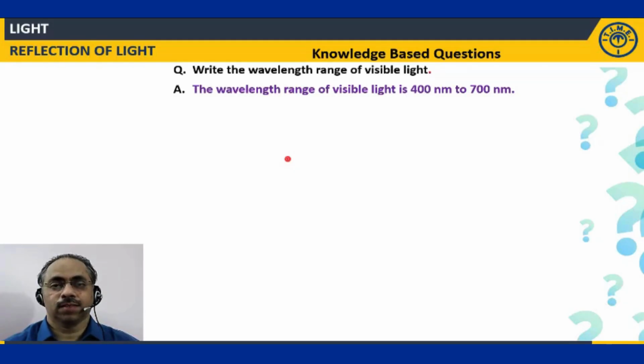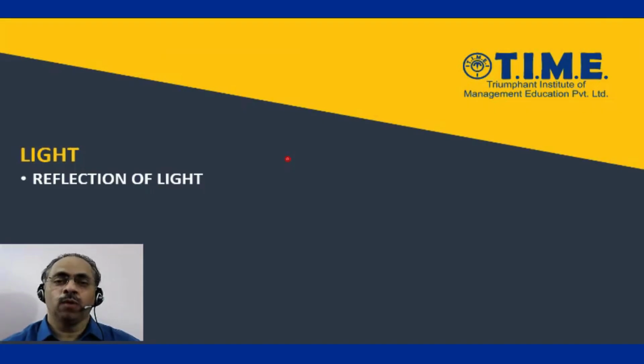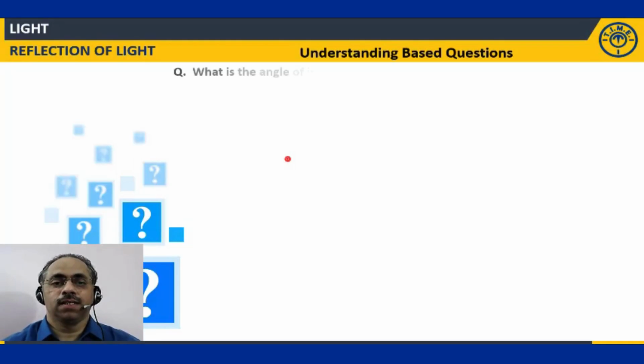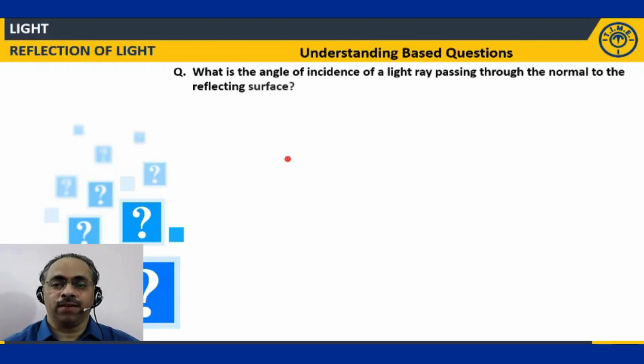Clear? So far we have discussed the knowledge based questions. Let us now move ahead to discuss some understanding based questions. The first question is here. What is the angle of incidence of a light ray passing through the normal to the reflecting surface?